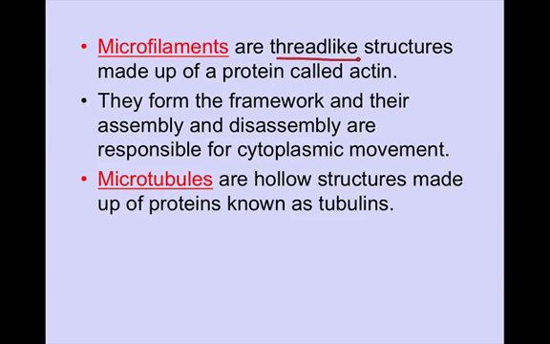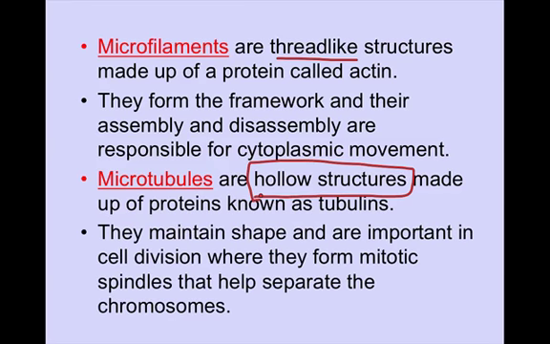Microtubules, once again, are hollow structures like a tube, and they're made of proteins called tubulin. Pretty creative in the naming, isn't it? They help to, once again, maintain shape and are important in cell division, where they form mitotic spindles that help separate the chromosomes. So here is the function of the microtubules.